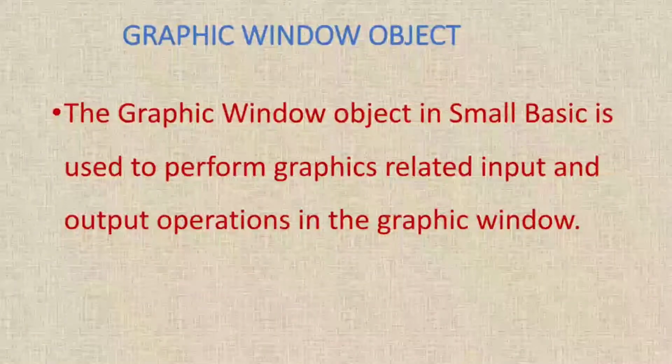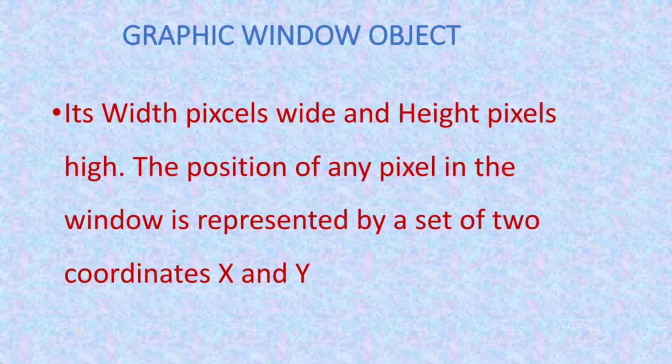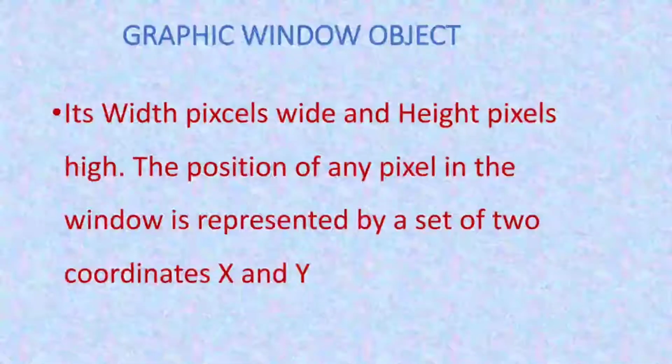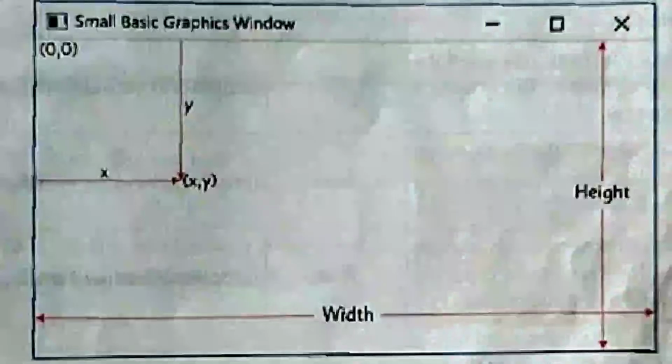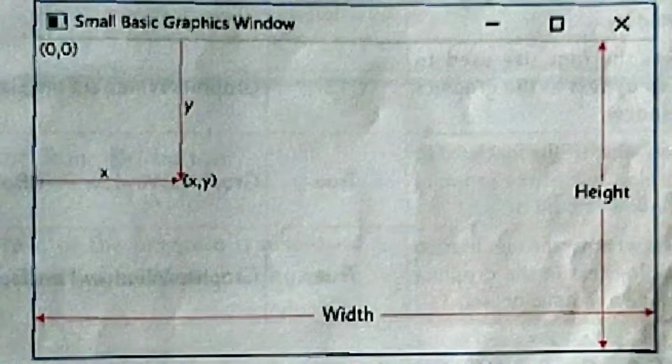The graphics window is used to display graphics in Small Basic, and it is Width pixels wide and Height pixels high. The position of any pixel in the window is represented by a set of two coordinates, x and y. The x and y coordinates of the top left corner of the graphics window are 0, 0. The x coordinate increases from left to right, and the y coordinate increases from top to bottom.